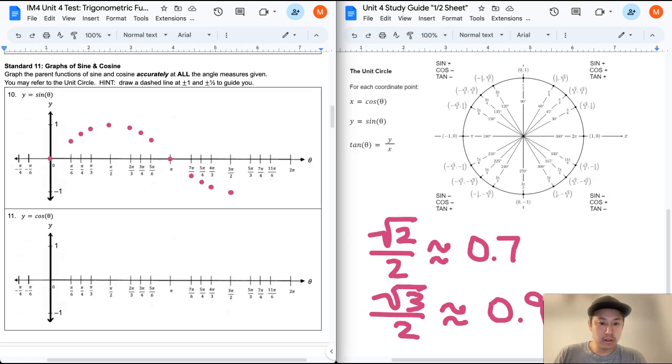Okay. I'm going to go back to negative 0.9. Negative 0.7. Sine of 11 pi over 6 gets you back to negative 1/2. And then sine of 2 pi gets you back to 0. Okay, so we should see this sine curve.